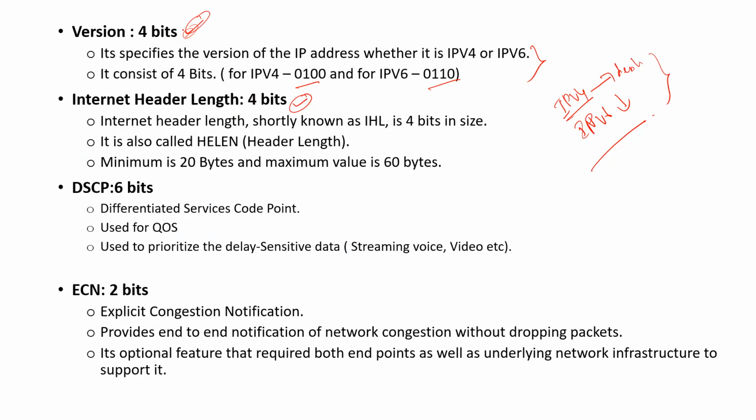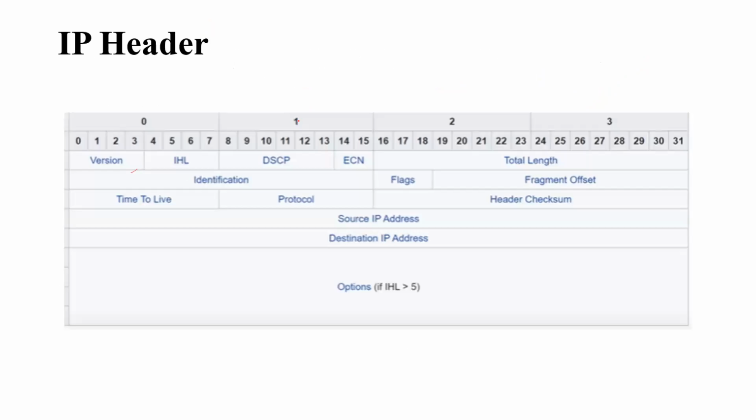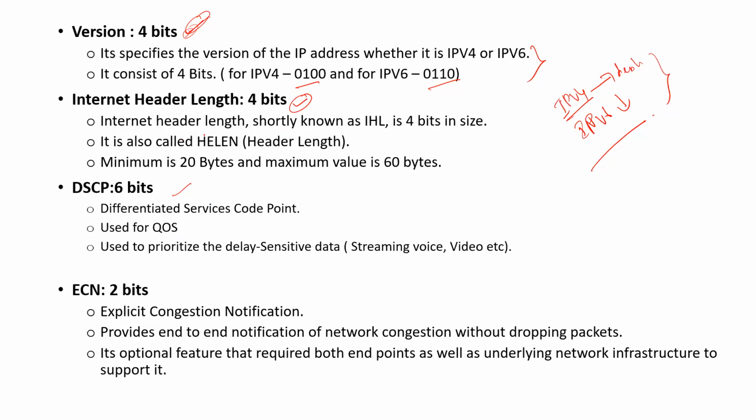Whatever data I'm mentioning, 4 bits, 6 bits, all of it is taken from this diagram. 0 to 32 bits is the length across each row, so we have to see how much each field is. For version, it is a 4-bit size. It will tell whether it is an IPv4 address or an IPv6 address.